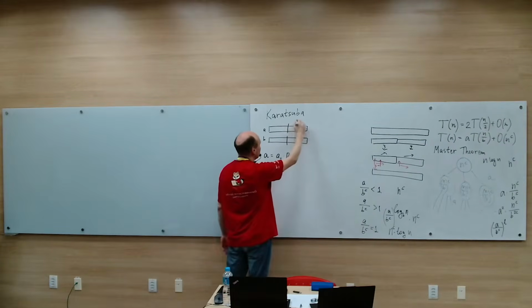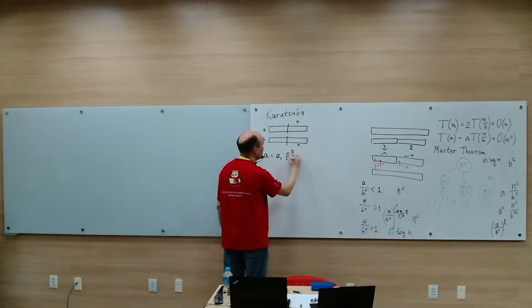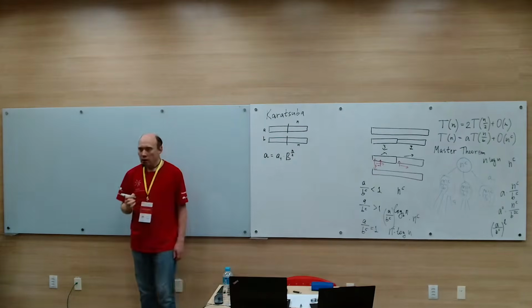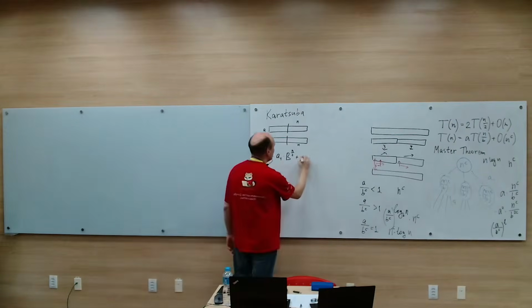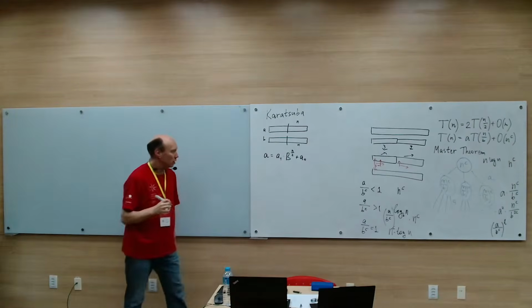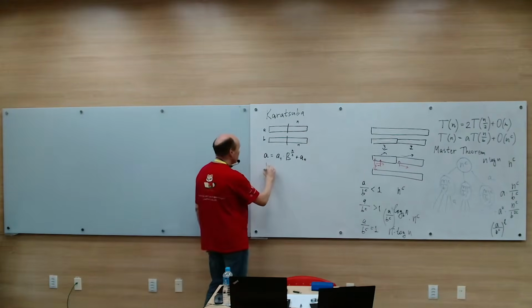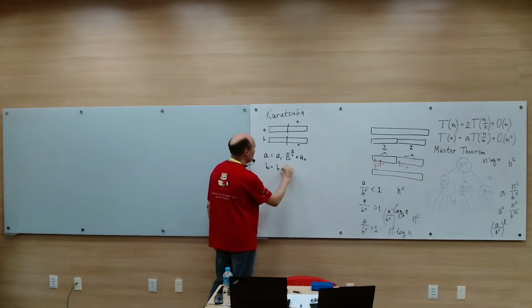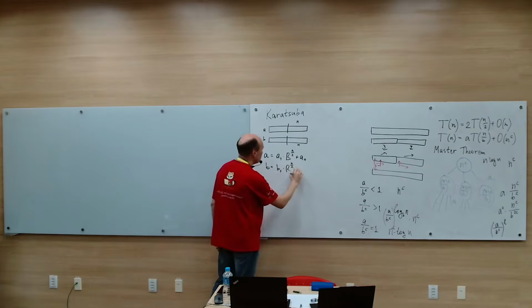The total length was n, so here it is n divided by 2 approximately. Plus a2, plus a0. So that is a, and b is the same but with b1 times b large plus b0.